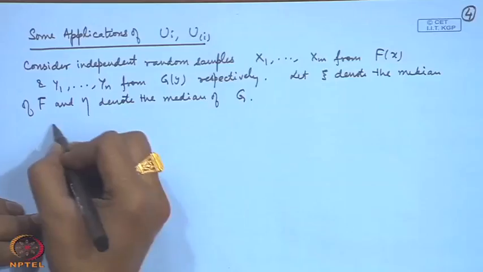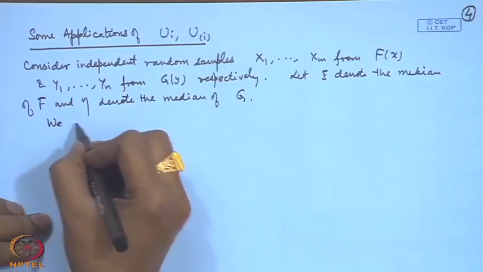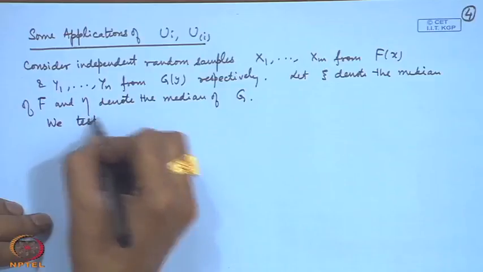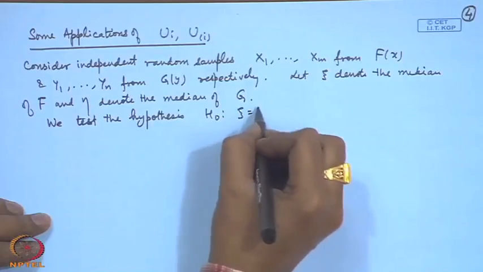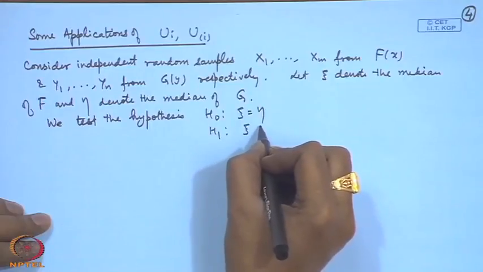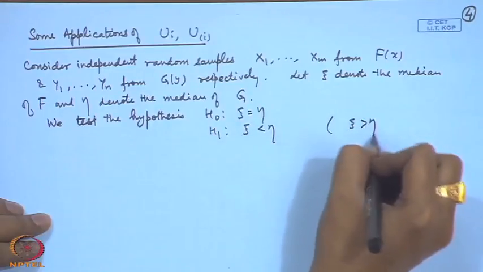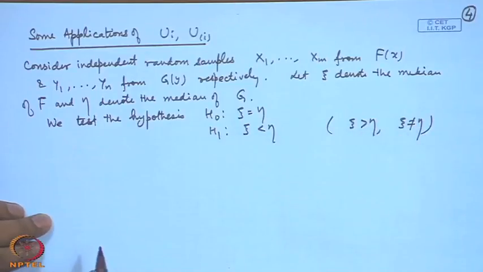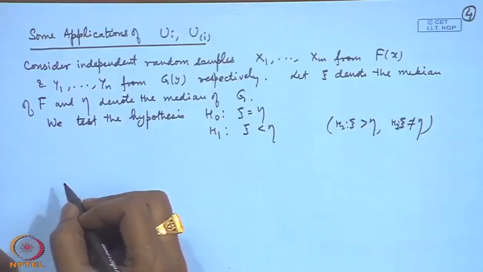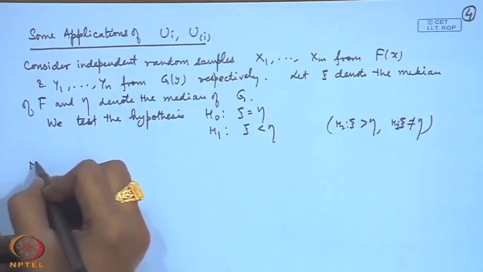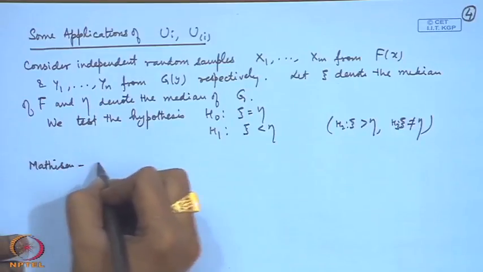So, similarly, when we are considering the non-parametric situation, we would be interested in testing whether xi is equal to eta, or xi is less than eta, or xi greater than eta, etcetera. So, we can consider this hypothesis problem: xi is equal to eta against say xi less than eta. It could be also xi greater than eta or xi not equal to eta, etcetera. All these types of testing problems can be considered. Let me call it H2 and this as H3. One of the first tests is actually called the Mathisen median test.